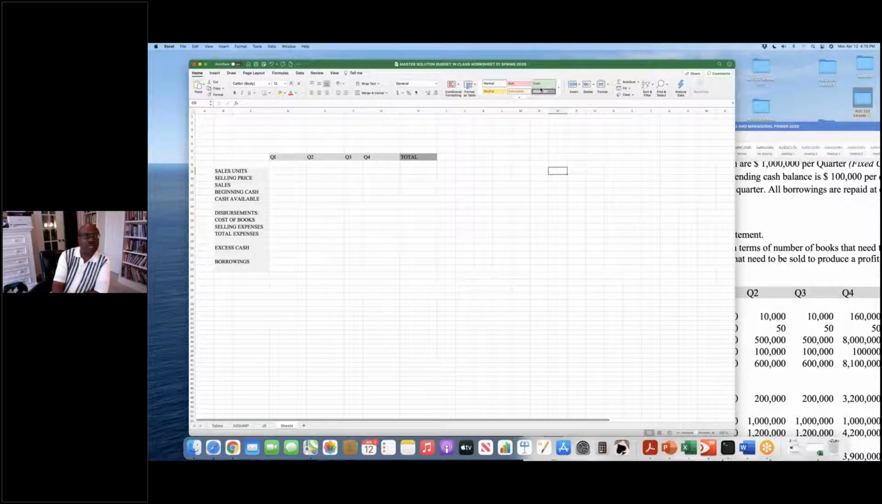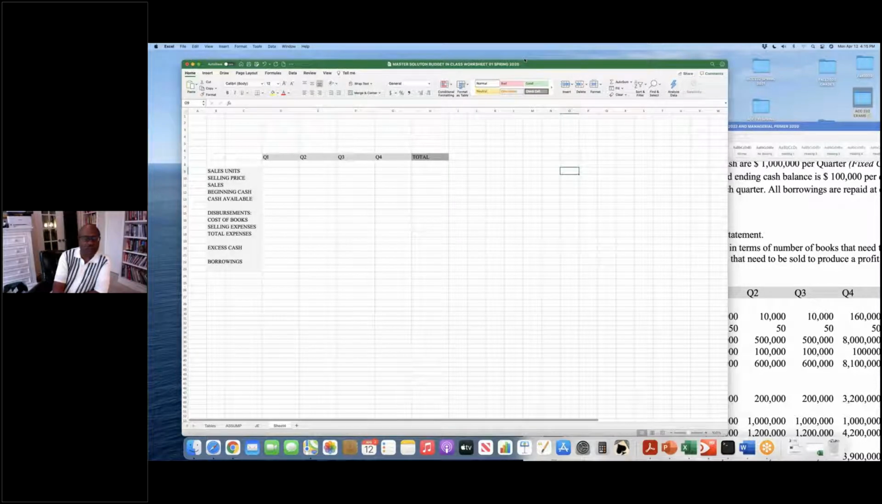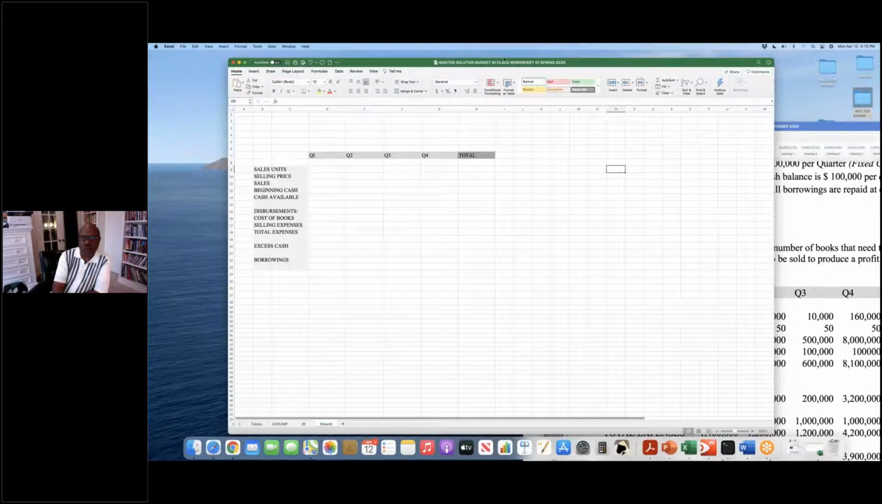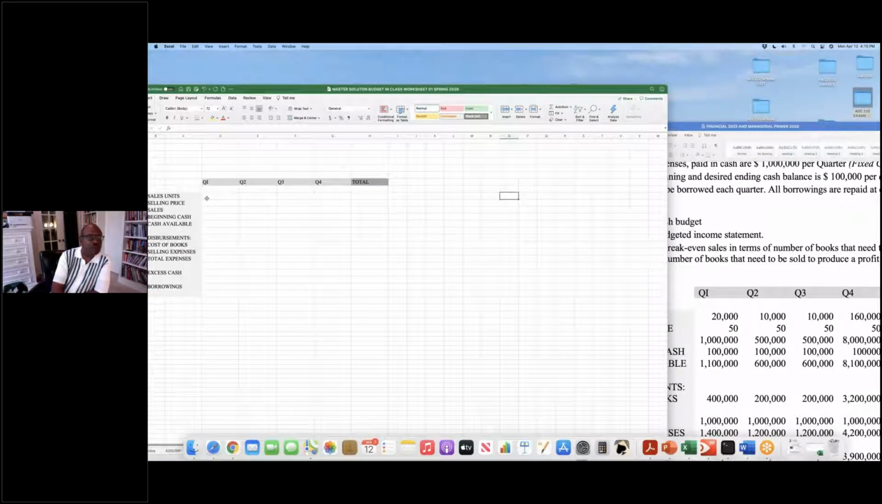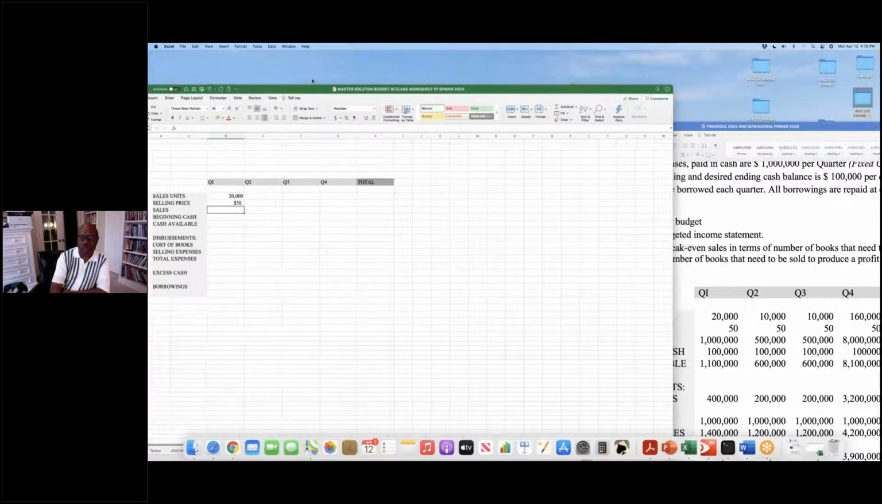Okay, so let's begin to work on this budget. And what we do is we work on the budget quarterly. So we're going to start with quarter one. And we're told how many are going to sell in quarter one? 20,000 units, correct? Correct. Selling price? It's going to be what, $50? $50, right. And so our total sales are going to be what in that first quarter?